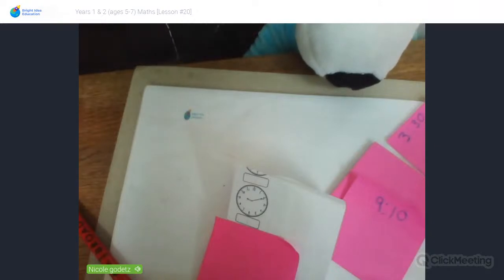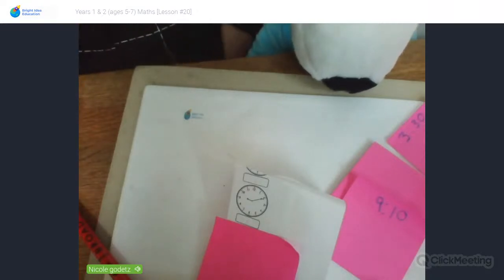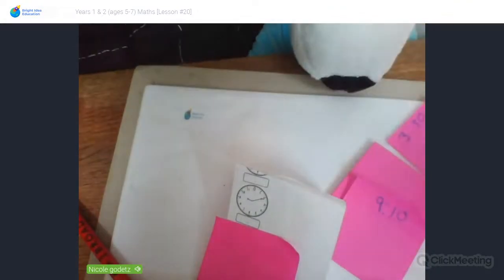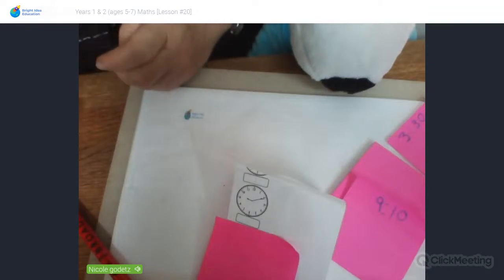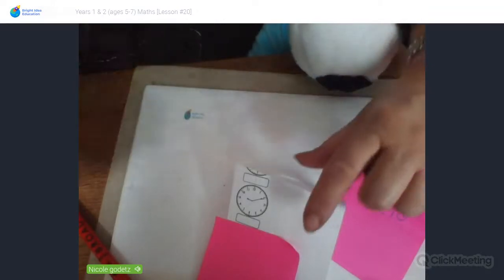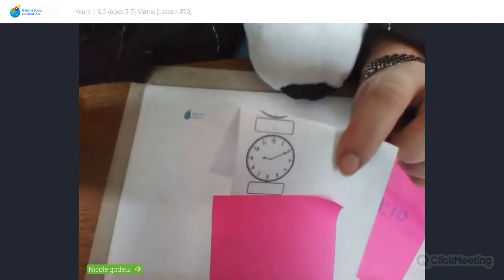Okay, so let's have a look at that time. Can you see that time? I'll just put the microphone on just in case that's going to make a difference and help our little person who's not hearing anything. Okay, so again, we're looking at this one.